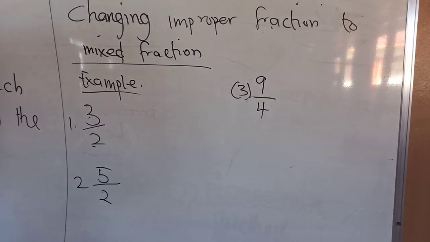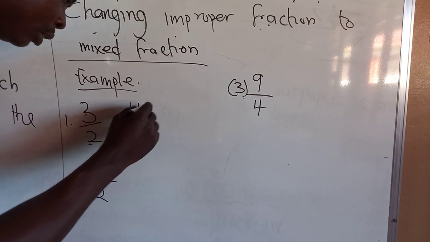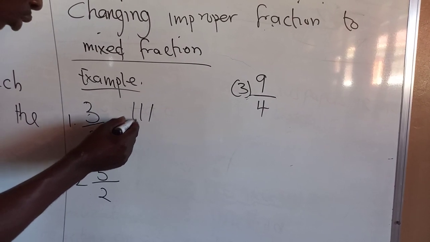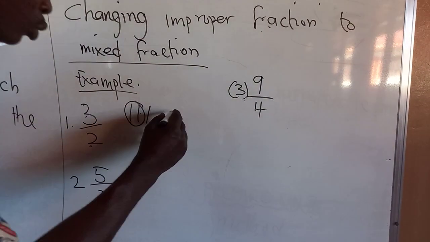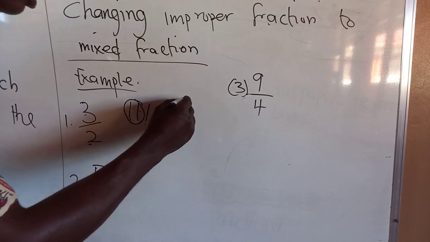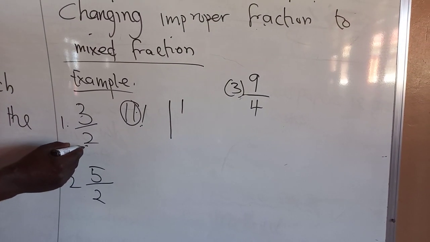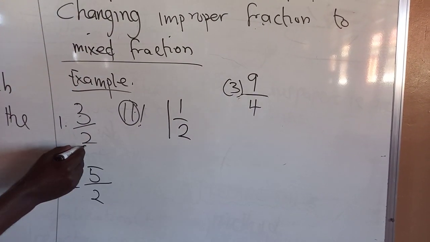So I have 2 here. Let's say this is my whole number. Let's say this is my 3: 1, 2, 3. And this is 2. How many 2's will go inside this? 1, 2. So I have only 1, 2, right? And how many is left? 1 is left. So the 1 left, write it with the main denominator, the same denominator, out of the 2.